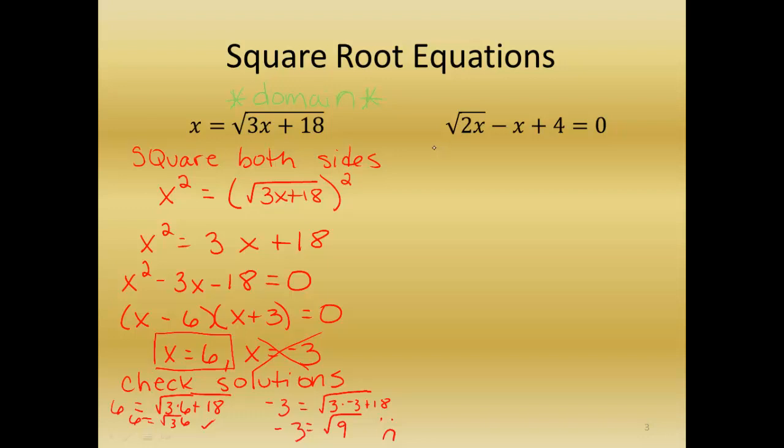First thing I want to do is I want to isolate my radicals. Isolating the radicals means I'm going to leave the square root of 2x by itself, but I'm going to move the x and the 4 to the other side, and so instead of negative x plus 4, it becomes x minus 4. Now I can go ahead and square both sides.